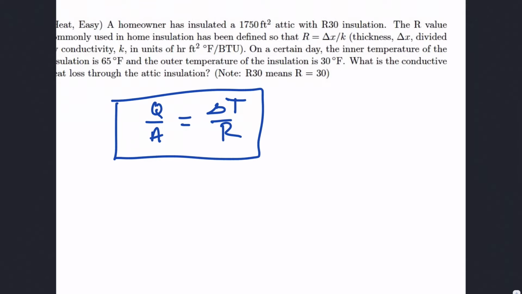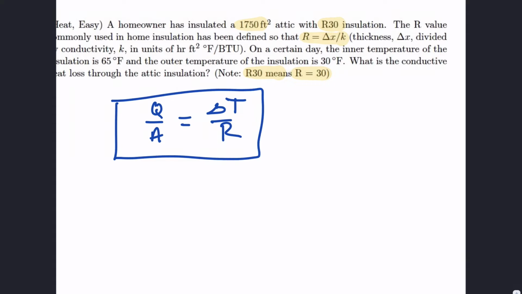We know we have a 1,750 square foot attic. We know the insulation is R30. And then if we read through there, R30 means that it has a thermal resistance of 30. The thermal resistance is defined as delta X over K, so the delta X is actually built into that number.